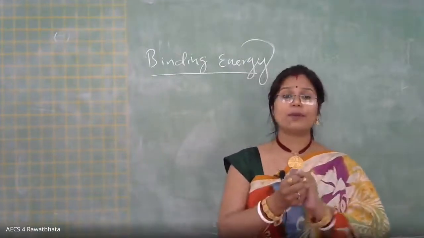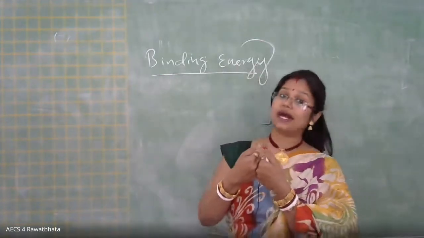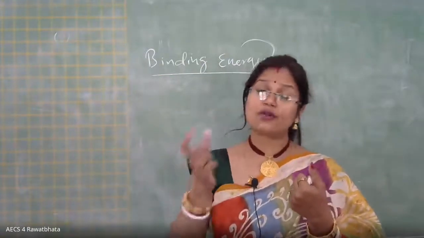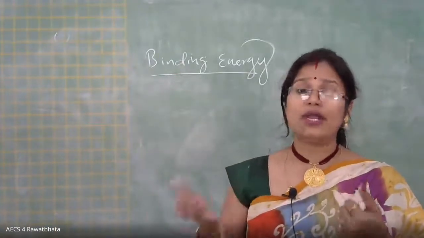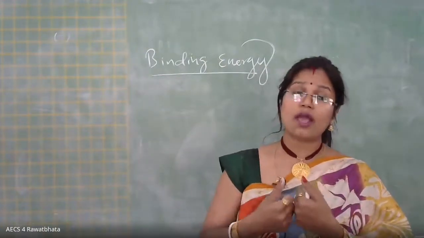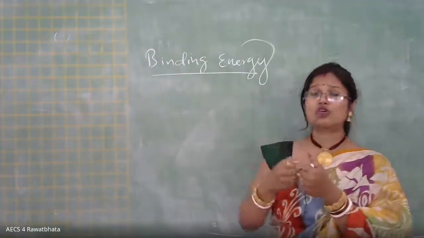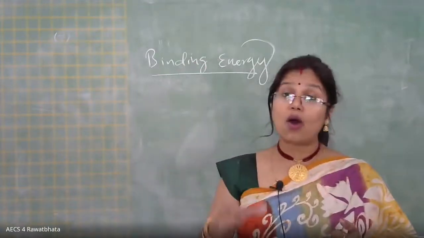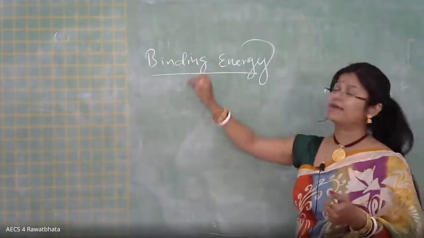Now, you know that there is a repulsive force between the protons, as they are positively charged. But neutrons have no charge, so they play no role in the electrostatic force of attraction or repulsion. So there will be repulsion between the protons, and despite the repulsion, why are the nucleons inside the nucleus? How are the nucleons bound in the nucleus? That is what we are asking. So now tell me what idea you have about binding energy.